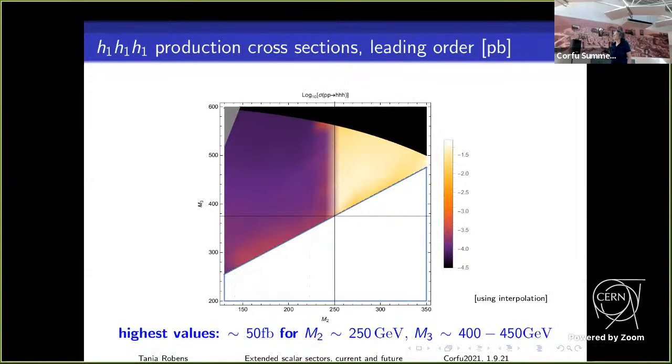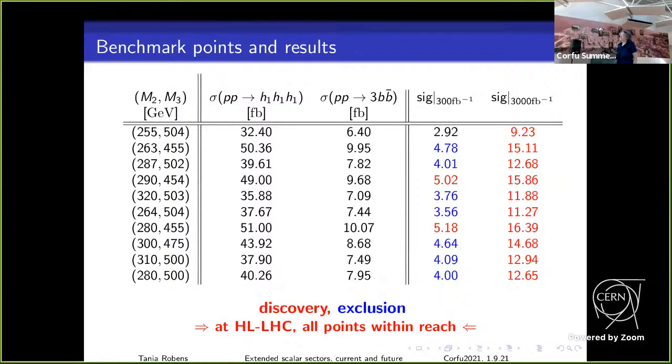These are the production cross-sections here for this triple 125 final state, going up to, let's say, 50, 60 femtobarn. Maybe you cannot read it so well here, I apologize, but what is important is that you really see as soon as this M2 is above 250, you have large cross-sections, and below it's basically impossible. We did some detailed analysis. I won't bother you with this.